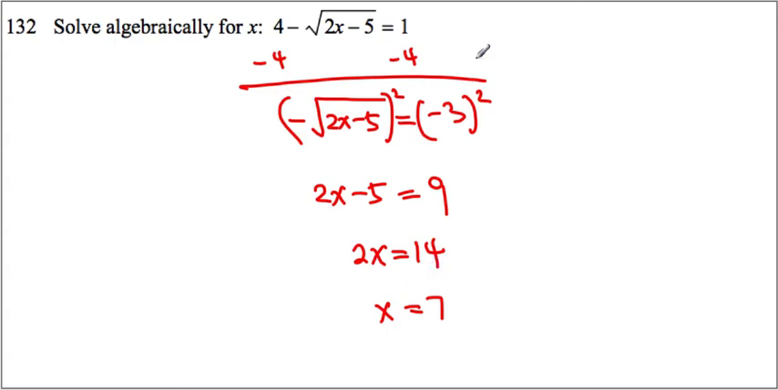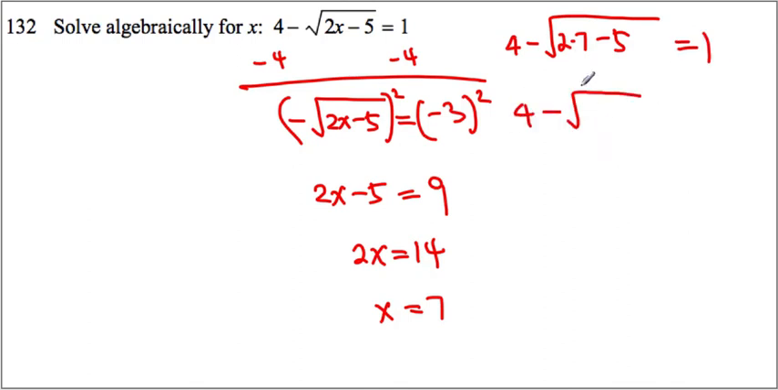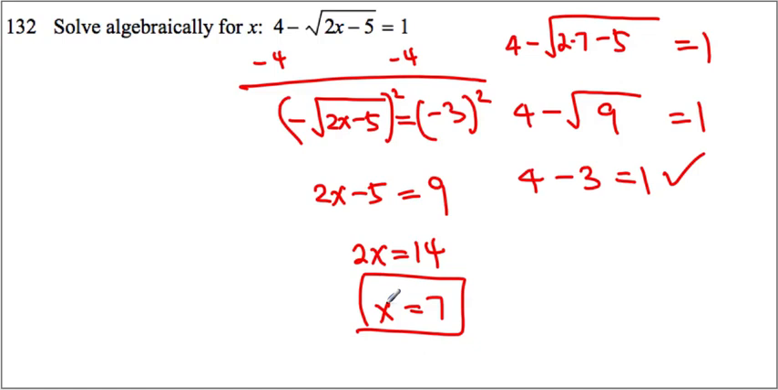Now, is that the correct answer? We'll see about that. So here, 4 minus square root of 2 times x minus 5 with x equals 7. Let's see. 4 minus, what is 2 times 7? 14. So minus 5? 9. 4 minus square root of 9 is equal to 3, which should be equal to 1. Are they equal to each other? Yes. So therefore, we will accept the answer x equal to 7.